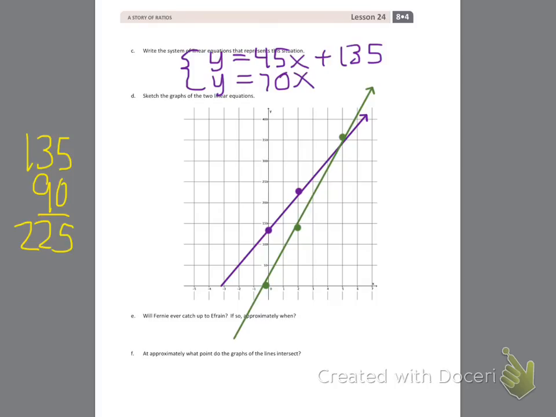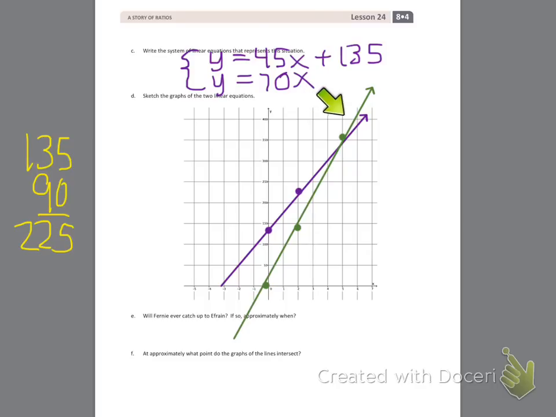And so let's tackle the questions now. E, will Fernie ever catch up with Efren? If so, approximately when? So this is the point where their distances are equal. So this is going to be our clue to when Fernie caught up with Efren. And we're also asked at approximately what point do the graphs of the lines intersect? So we'll look at that now as well.